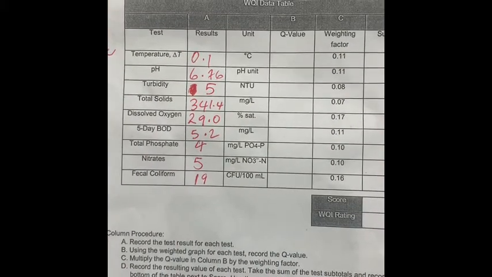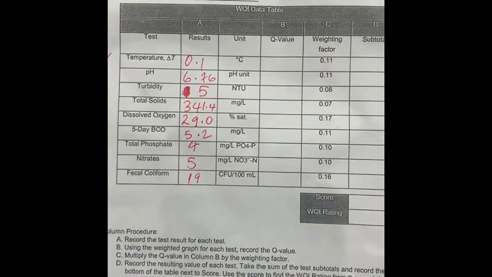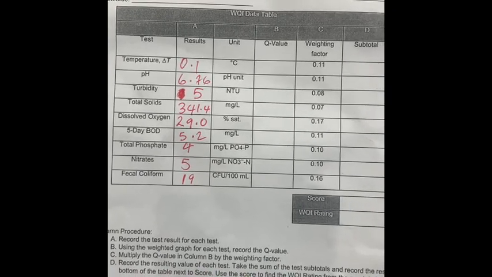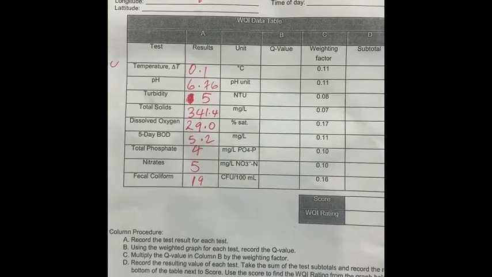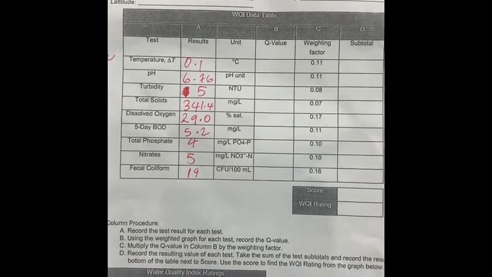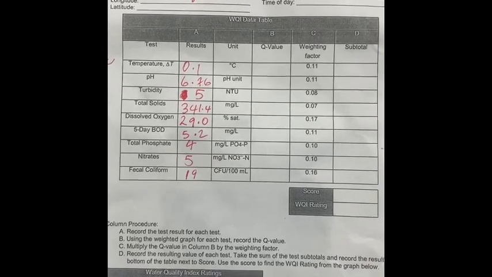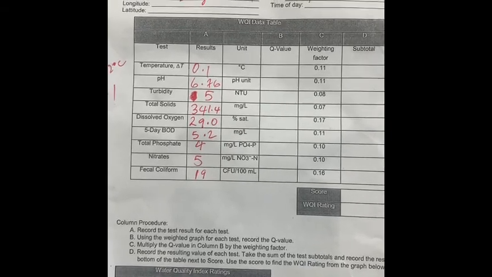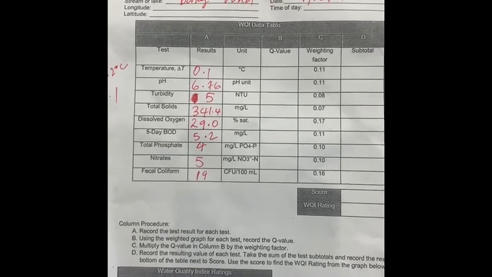Finally, we have compiled all the data we need to determine the water quality of the water at Birky Pond. The next thing we're going to be doing is using our Q value charts. We're going to be converting the results to Q values. Then we'll use the weighting factor to calculate the subtotals. We'll then add up the subtotals to get a score. And from the score, we will determine the quality of the water using the water quality index rating at the bottom of the page.